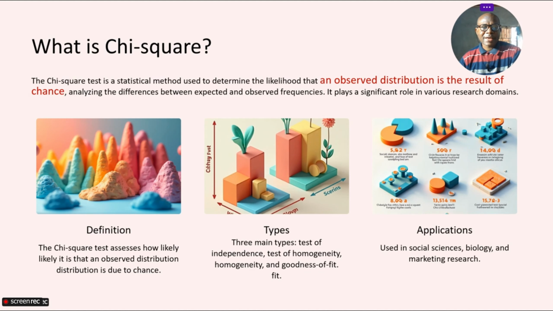There are three basic types of chi-square statistics. Number one is the test of independence. Number two is the test of homogeneity. While number three is the test of goodness. Otherwise, we describe it as goodness of fit test.